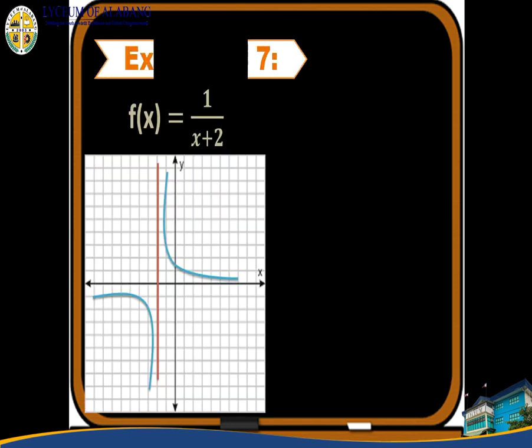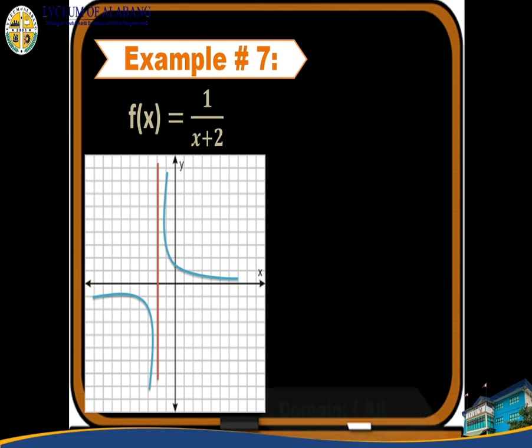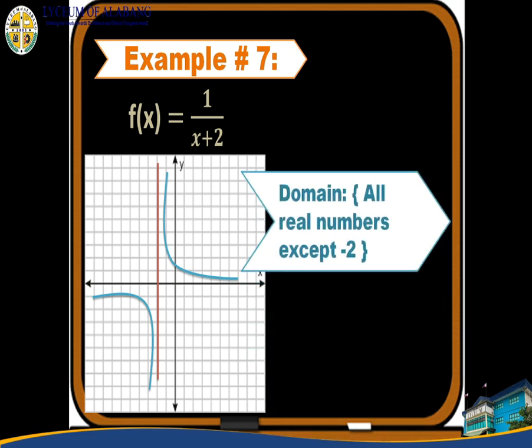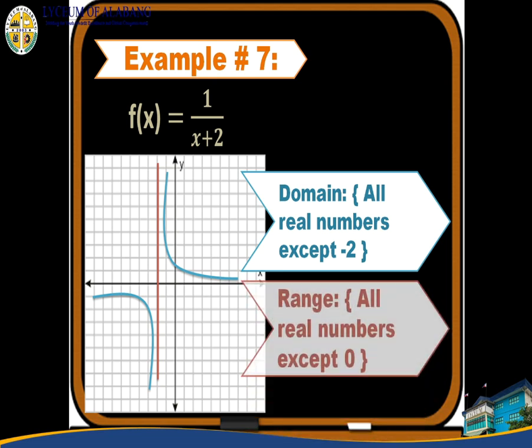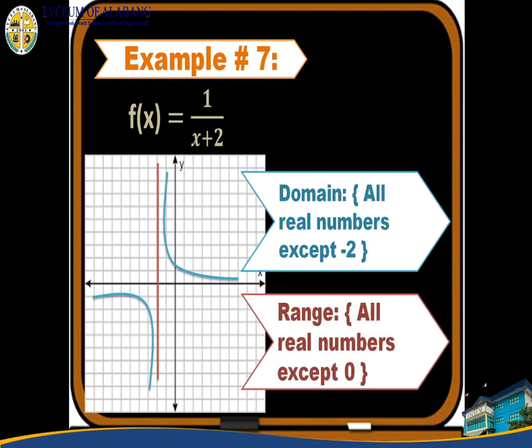Therefore, as we can see in the graph of the equation f(x) = 1/(x + 2), the function is not defined for x = −2, and the function's y values take all values except 0.